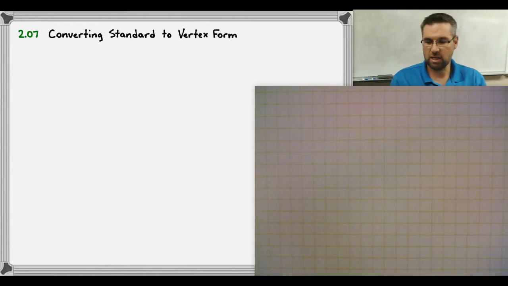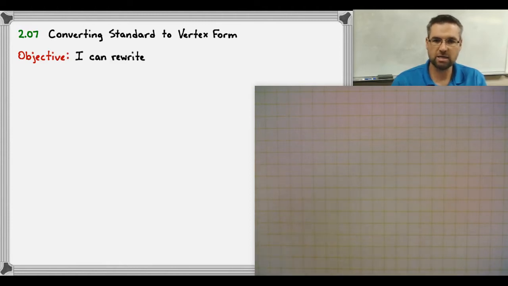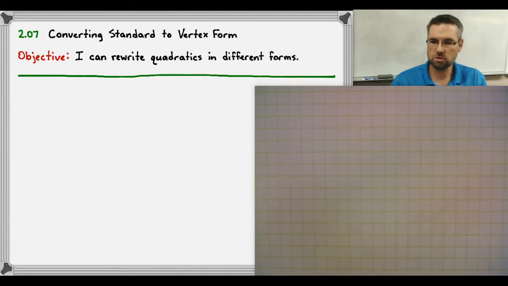Well, fortunately, the last lesson that we did helped us understand how to find the vertex from standard form. And so we're just going to utilize that in order to rewrite the equation in vertex form. So our goal today is to be able to rewrite quadratics in different forms. Since we already know one way, we're going to add to that going backwards, basically, okay?